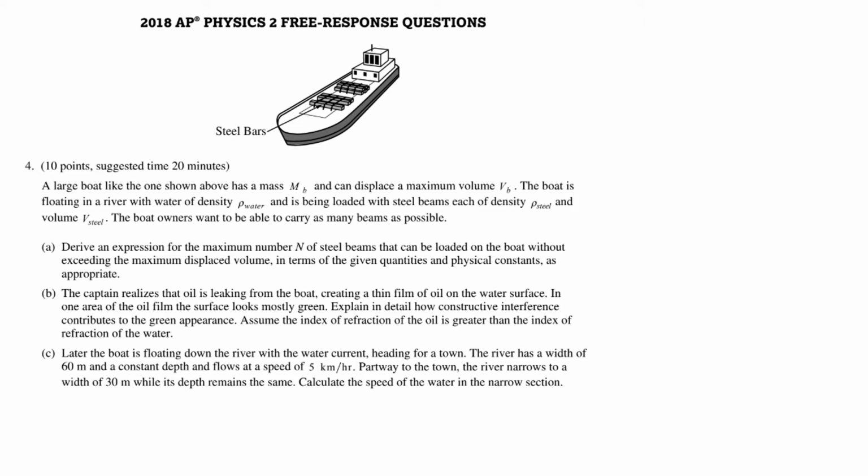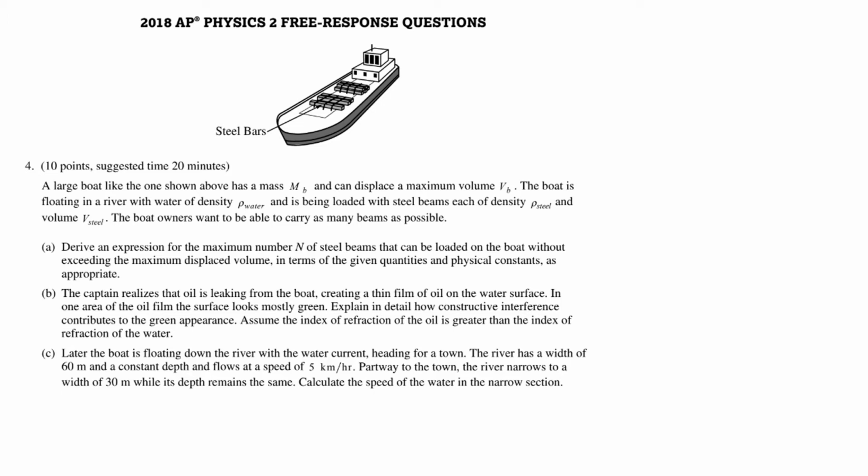A large boat, like the one shown above, has a mass B and can displace a maximum volume of VB. The boat is floating in the river with density of rho water and is being loaded with steel beams, each of density rho steel and volume V steel. The boat owners want to be able to carry as many beams as possible. Sounds reasonable. Derive an expression for the maximum number n of steel beams that can be loaded onto a boat without exceeding the maximum displaced volume in terms of the given quantities and the physical constants as appropriate.